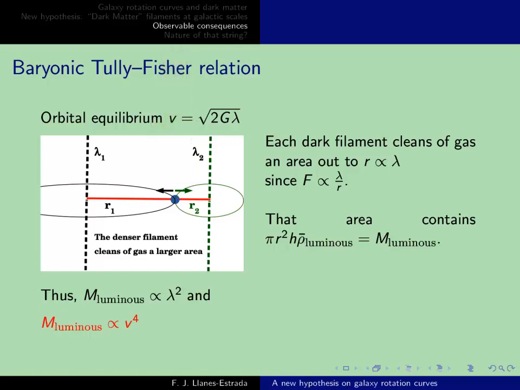dense filament. Therefore, one expects that each filament swipes the conventional visible gas in an area of radius lambda around it. That area is then proportional to lambda squared, and therefore the luminous mass is proportional to v to the fourth, because of the square root we mentioned a moment ago, 2 powers of the velocity for each power of the linear density. The total visible mass that falls to this one cylinder is therefore proportional to the 4th power of the velocity, which is a form of the Tully-Fisher law.